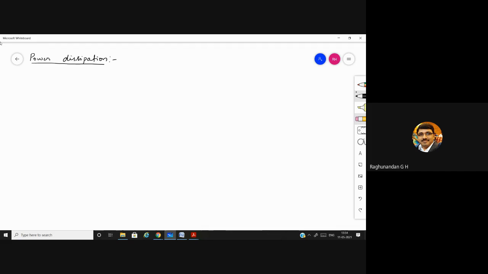Basically, this power dissipation is the difference between the DC input power and the AC output power across the active device. I mean, across the load of the active device. That is PD, the power dissipation. PDC is the power due to the DC, and PAC is the power which is delivered across the load. So it is the difference between DC input power and AC output power developed across the load in the active device.